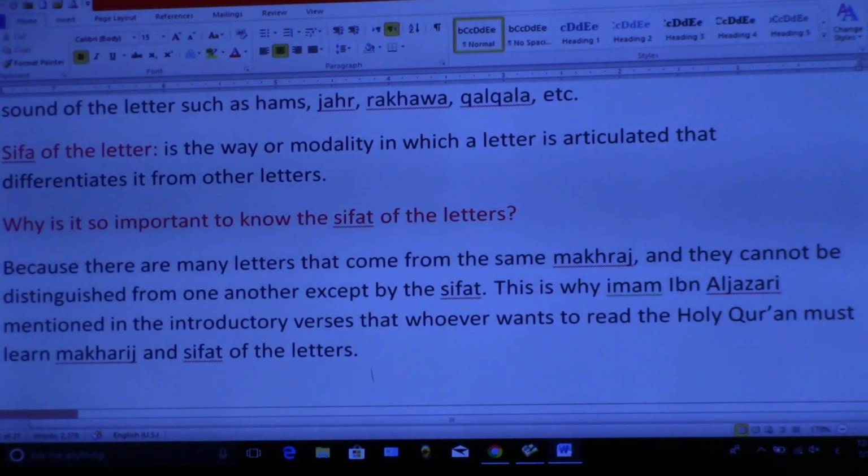Now, why is it so important to know the sifat of the letters? As we mentioned, many letters share the same makhraj. Sin and Sad and Zay, they come from the same place. How are we going to distinguish between them? By the way the Sad is coming out. In the Sad and the Sin and the Zay, three of them, what do you do? You place the tip of your tongue at the base of the lower teeth, like this. In three of these letters, you make this.